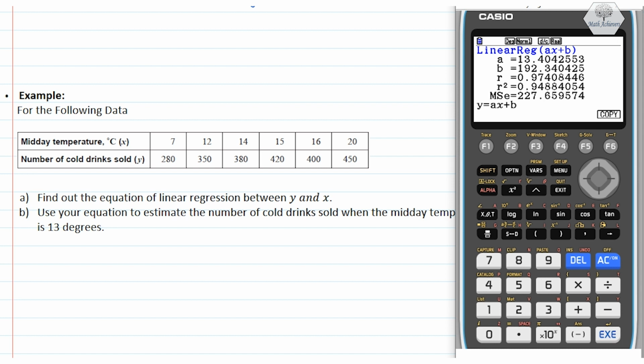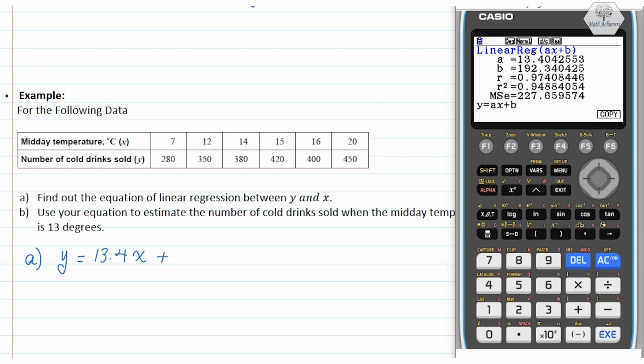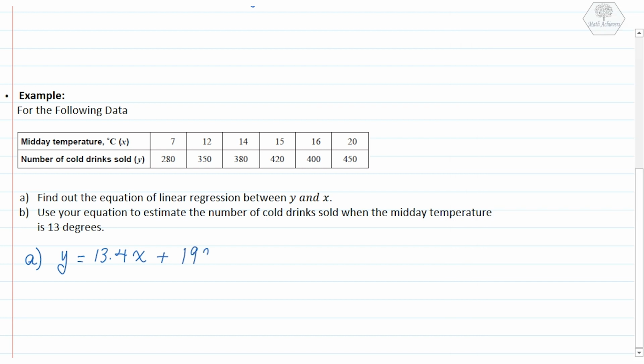So for the equation of linear regression, I have a equal to 13.4 and b equal to 192. So the equation of linear regression, part a, is y is equal to 13.4x, this is the value of a, plus b, which is 192, correct to 3 significant figures.